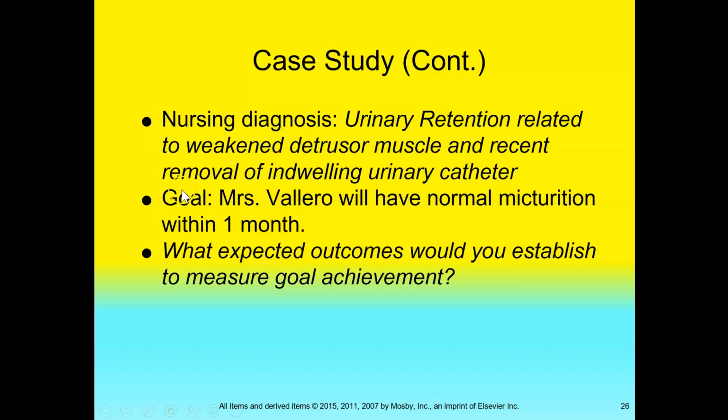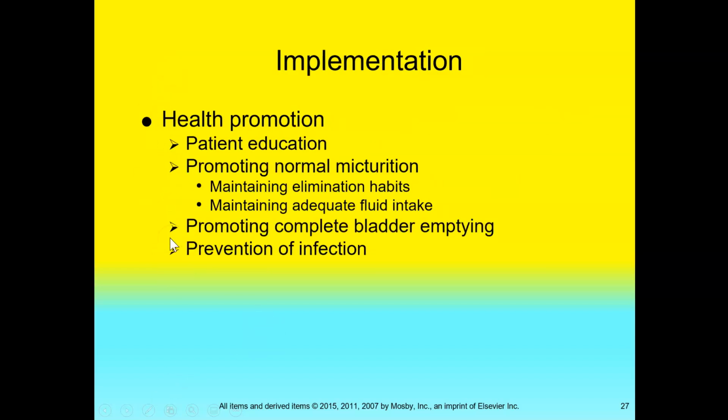And so your goal is that within a month you want her to have normal micturition. Remember I told y'all another word for that is basically her ability to urinate. So you're going to try to establish that goal and have her doing X, Y, and Z within 1 month, and you're going to set reachable goals for her. I think a month was good for her.